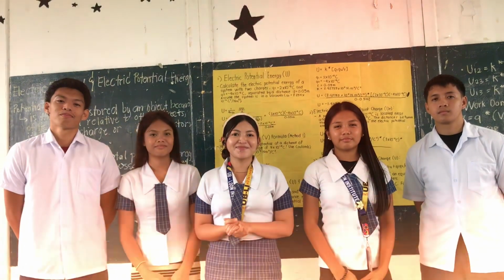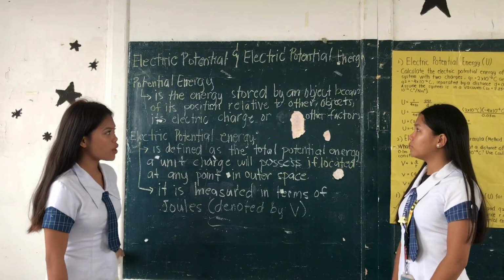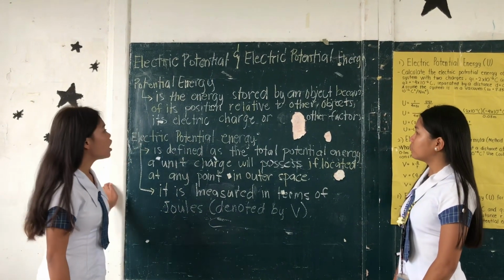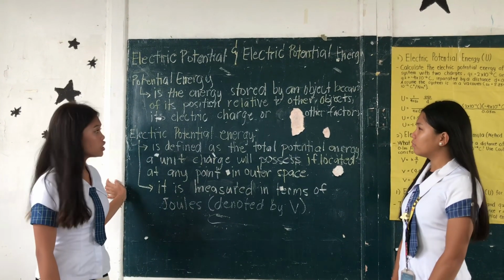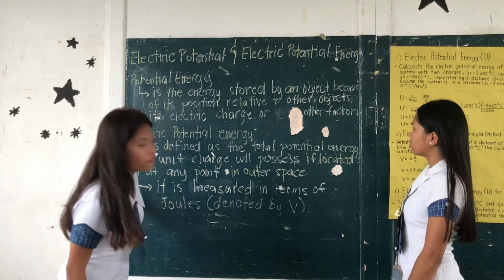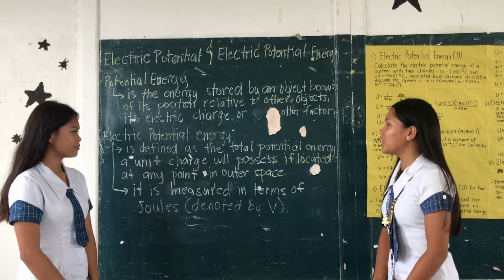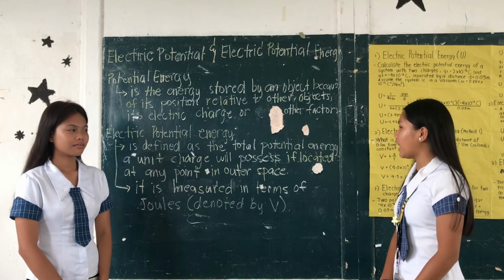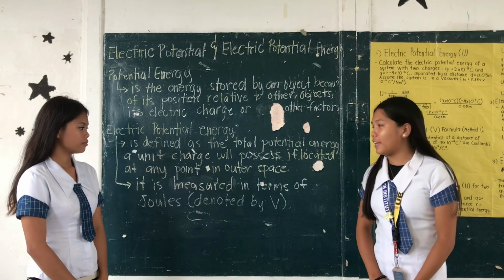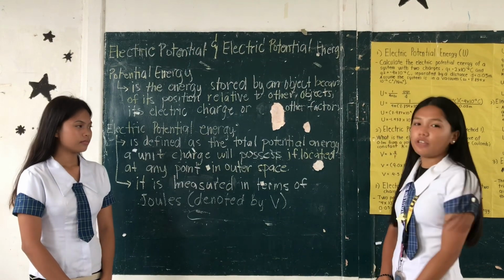Energy. Potential energy is the energy stored by an object because of its position relative to other objects, its electric charge, or other factors. Electric potential is defined as the total potential energy a unit charge possesses when located at any point in outer space. It is measured in joules, denoted by V.